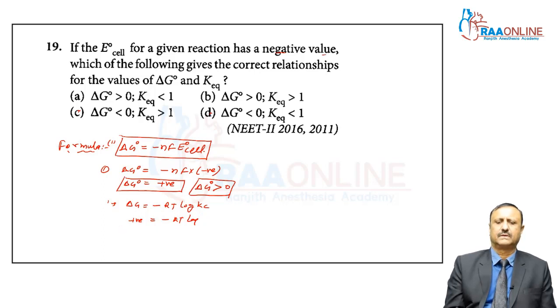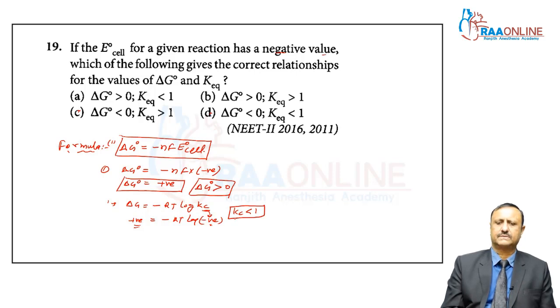It means log Kc must be negative. Log Kc must be negative. Negative times negative, you can get positive values. It means Kc value is greater than 0, because it is positive. Kc value is negative log, which means it is less than 1. Kc is less than 1.